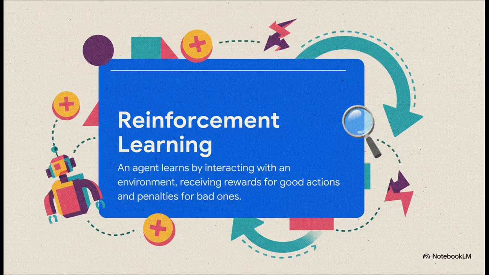So here's the setup. You have an agent. That's our learner, and it exists in some kind of environment. The agent tries things, it takes actions, and for every single action, it gets feedback. It gets a reward for a good move and a penalty for a bad one. It's just this constant loop. Try something, get feedback, learn, and try again.